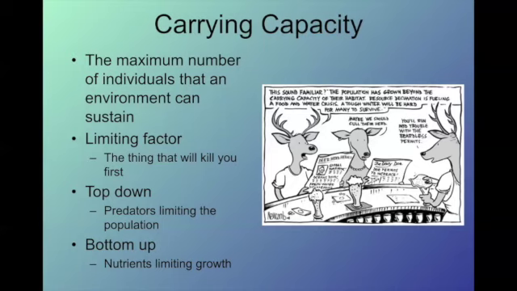Top-down control of carrying capacity is where predators are limiting the population. And so if there's a ton of bunnies, the coyotes will come in and keep the bunny population in check by eating them. Bottom-up means that nutrients are limiting growth. And so we often think about plants and their limiting factors being a lack of nitrogen or phosphate.